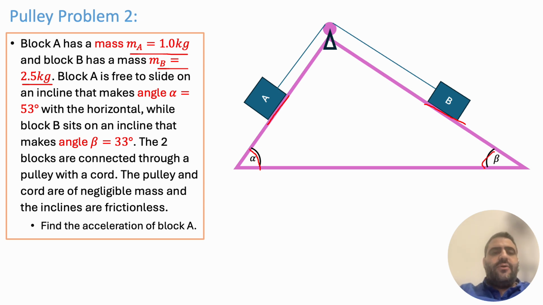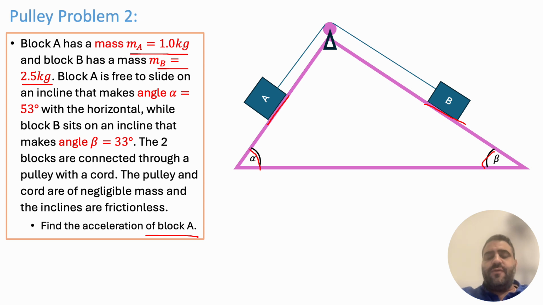The two blocks are connected through a pulley and a cord, so this cord connects block A and block B through the pulley. The pulley and the cord are negligible mass and the inclines are frictionless, so we don't have to worry about friction yet. So the question is, find the acceleration of block A.